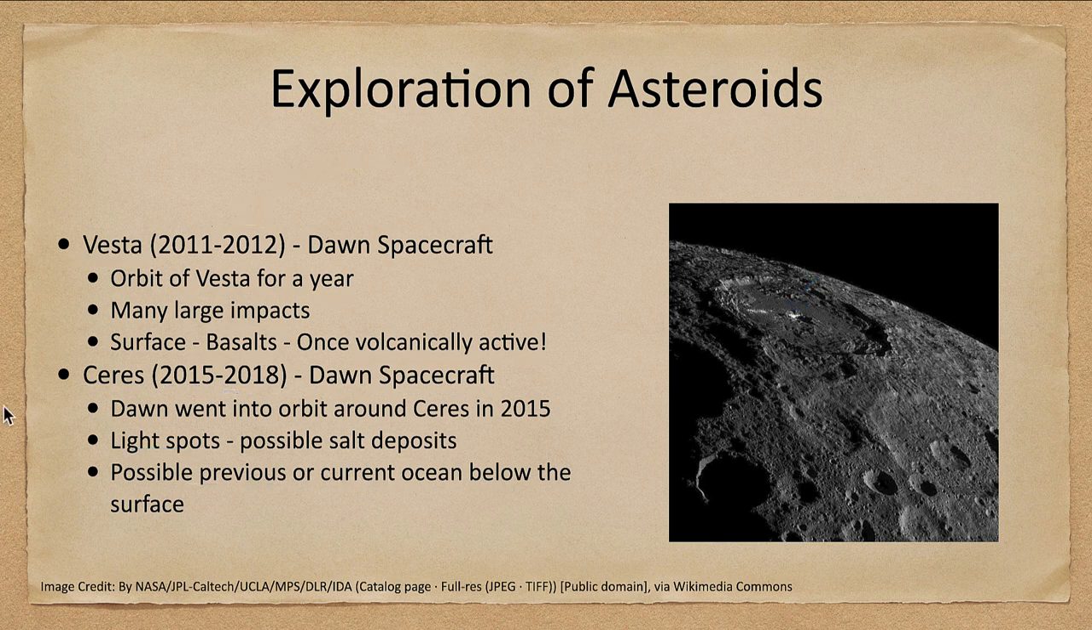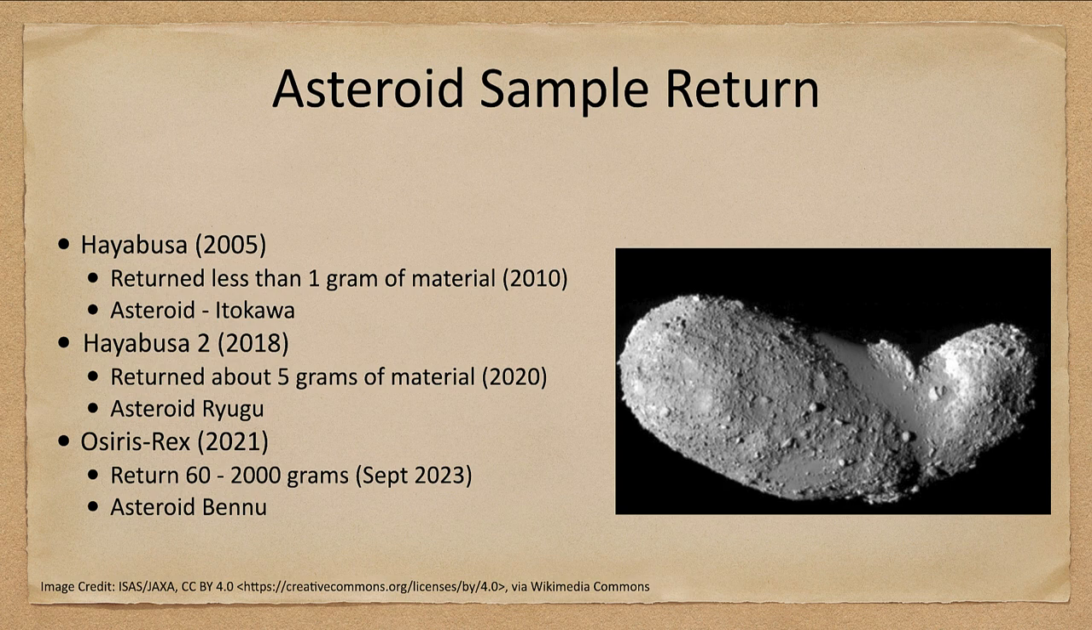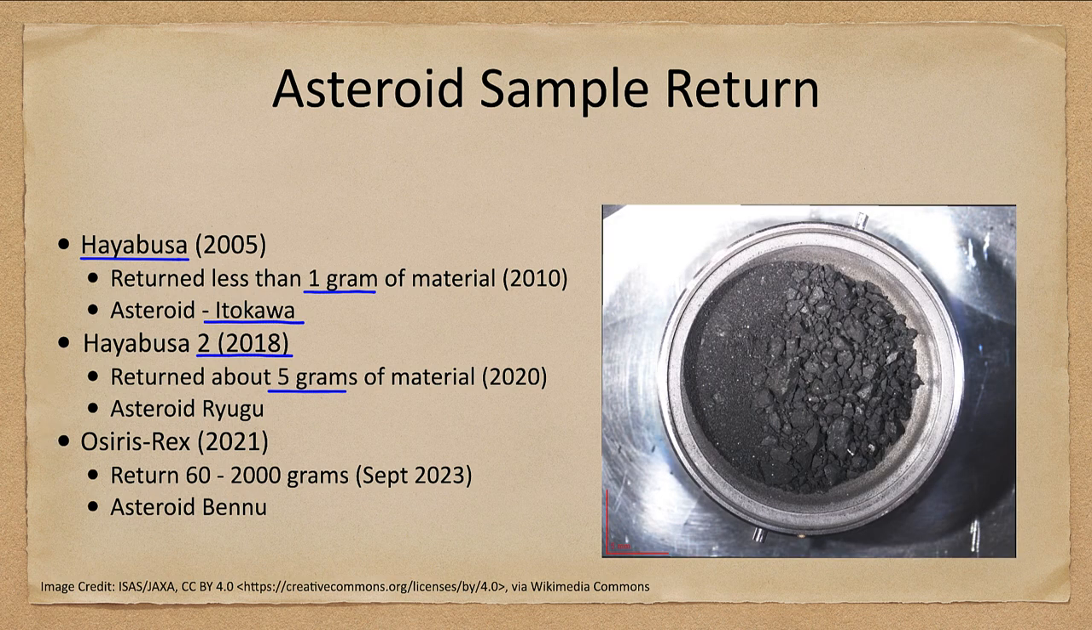Now, the best way to study anything is to actually get a sample of it. So we've had several sample return missions. The first was the Hayabusa mission in 2005, which returned a very tiny amount, less than 1 gram of material in 2010, from the asteroid Itokawa. Now, that was one exploration. And then the Hayabusa 2 mission in 2018 was able to return about 5 grams of material in 2020 from the asteroid Ryugu. And that material will now be studied on Earth. It is samples of these asteroids here on Earth that we can now study.